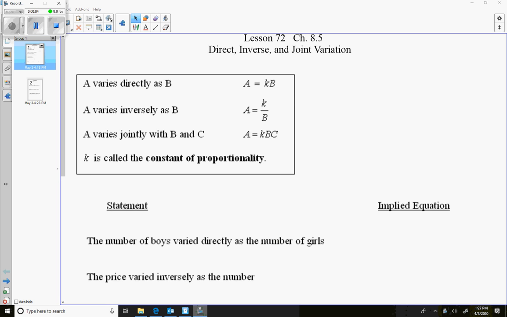All right, now we are looking at lesson 72. This is from chapter 8.5. We are looking at direct, inverse, and joint variation.